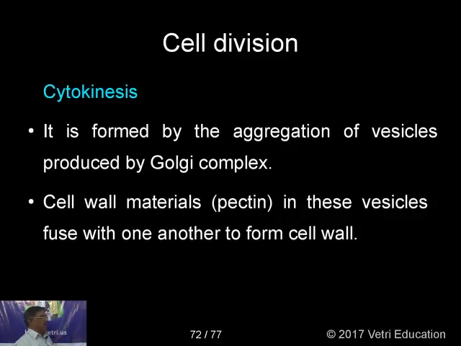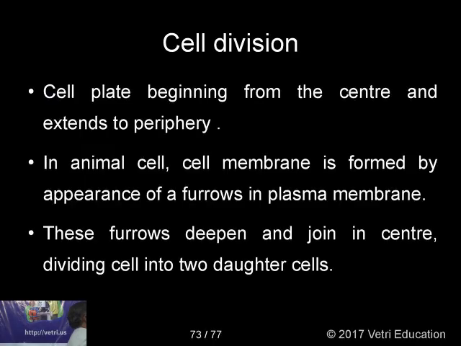It is formed by the aggregation of the vesicles produced by the Golgi complex. So the Golgi complex has a role in the formation of the phragmoplast or cell plate in plant cells. Cell wall material in these vesicles fuse with one another to form the cell wall, and then pectin may be deposited on the cell walls, and from the middle lamella you can find the formation of primary wall and secondary wall, etc. The cell plate begins from the center and extends to the periphery.